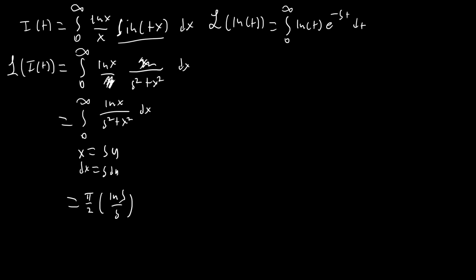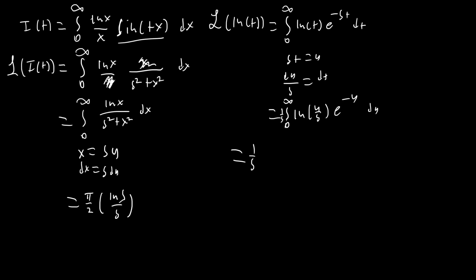We're going to let st equal u. That means du over s is going to be dt. We'll end up with the integral from 0 to infinity of ln u over s, e to the negative u, and all multiplied by 1 over s du. So we're going to end up with 1 over s times the integral from 0 to infinity of ln u, e to the negative u, minus ln s, e to the negative u du.